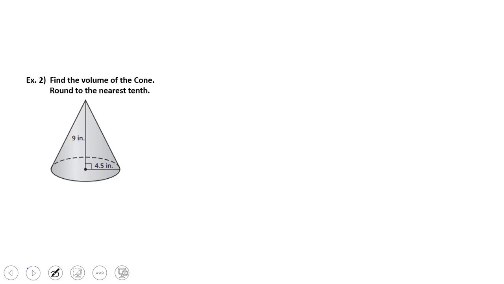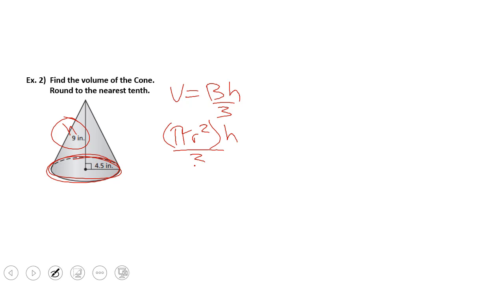Alrighty, example number 2. Again, volume of the cone, rounding to the nearest tenth. First thing I always do on everything is I highlight my base. I recognize my base as a circle. The height of my cone is 9. Volume is equal to area of the base times the height divided by 3. My base is a circle, so pi r squared times the height divided by 3.